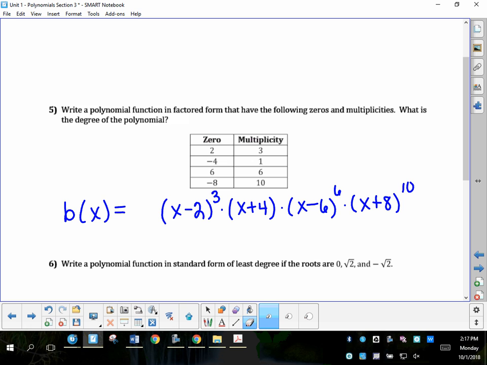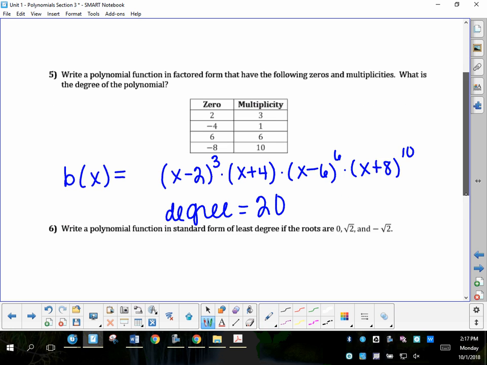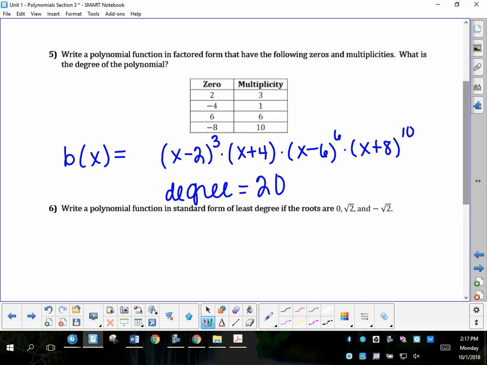What would the degree of this polynomial be? Hands up if you can tell me. If you multiplied everything out, what would the degree, or highest exponent, end up being? It's going to be 20. How'd you know it's going to be 20? Yeah, our degree on this would be 20.